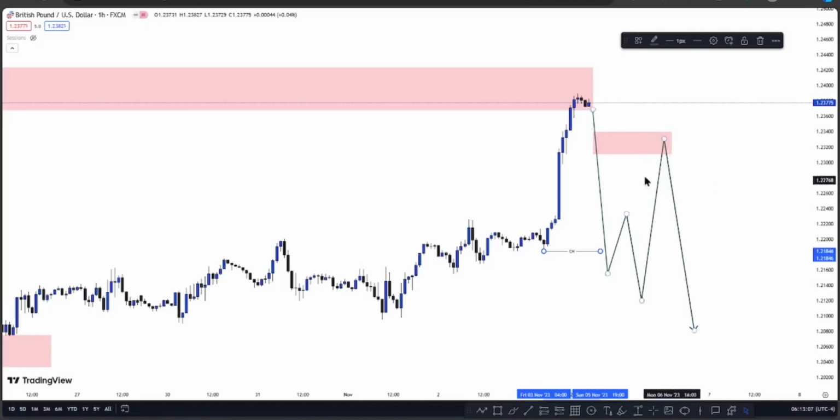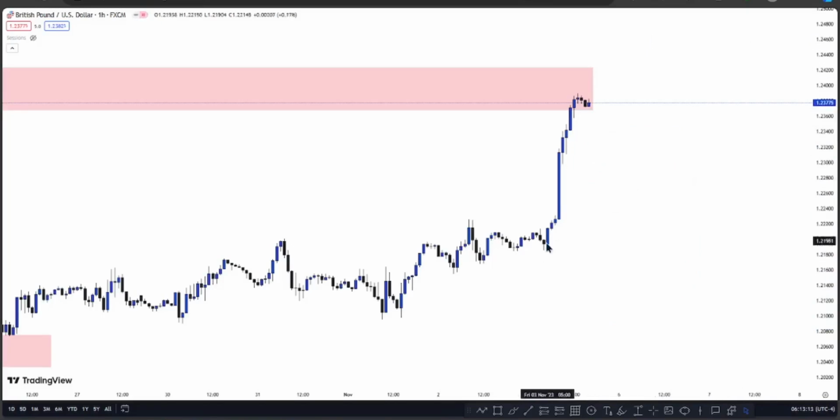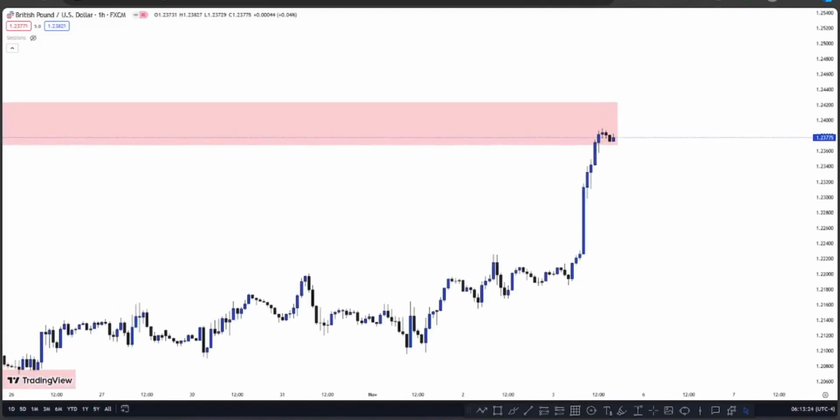Otherwise we have no business taking the trade lower, because it is important for us to understand that there's no point taking the trade lower. So we'll have to wait and see what price is about to do here. So that is the picture on the 1 hour time frame.